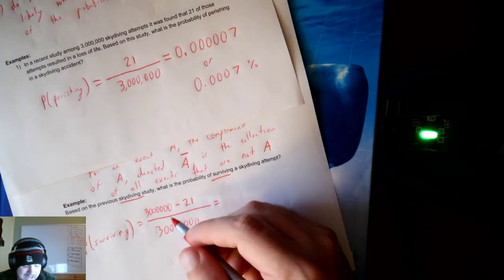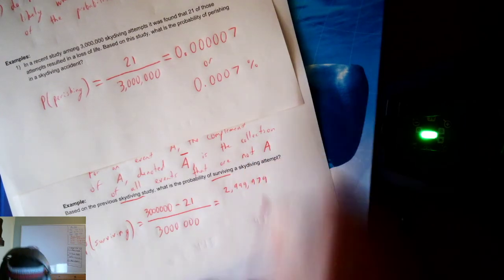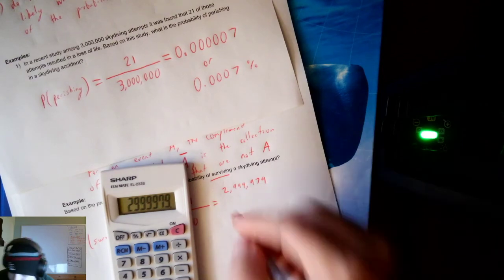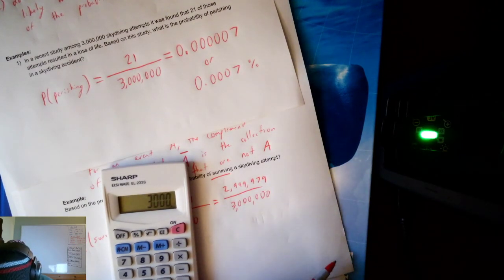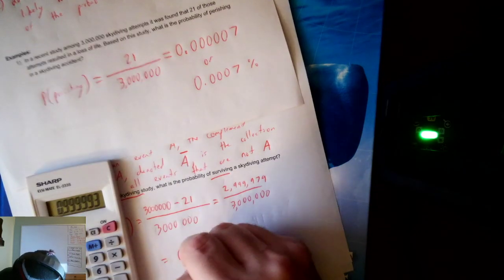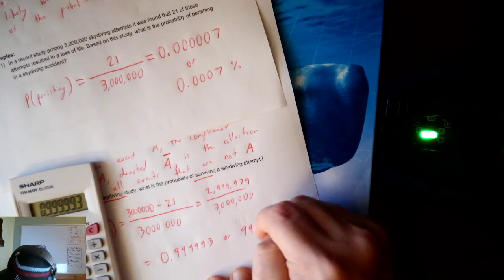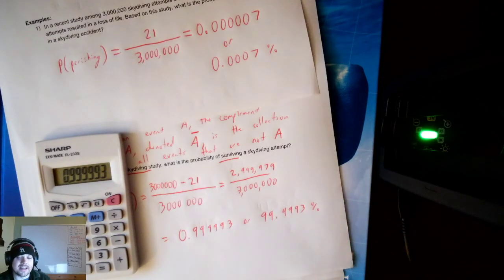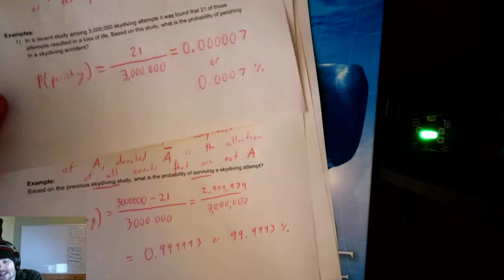In the top I gotta subtract. 3 million minus 21 gives me 2,999,979 over, still got 3 million in the base, right? I want to divide these, divide by 3 million, gives me 0.99993, or if I make it a percent, it'd be 99.9993%, right? Which should make sense. If it was unlikely to perish, it should be likely to survive, right? That just makes sense. They're opposites. So there's an example of using the complement.